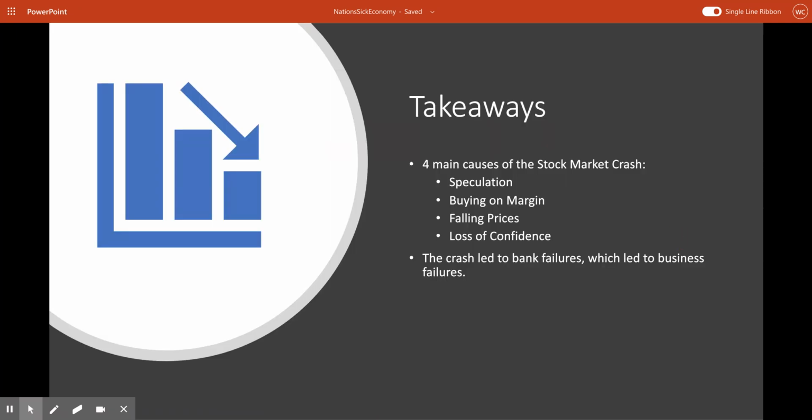And I really only have 2 takeaways for you from this lesson. Number 1, remember the 4 main causes for the stock market crash: speculation, buying on the margin, falling stock prices, and the loss of confidence in the market itself. And the second big takeaway is remember that the crash really led to bank failures, and that bank failures led to business failures. And when businesses fail, things aren't going to be good.